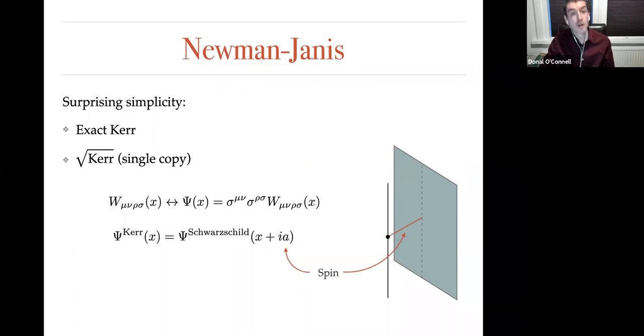Now you can do exactly the same thing in general relativity. It's exact. You pass from the Weyl curvature, the conformal curvature, to a Weyl curvature spinor, again with sigma matrices, and the Weyl curvature spinor of the Kerr solution is equal to the Weyl curvature of Schwarzschild, except with this funny shift. You've kicked your source somehow off the real spacetime in some direction ia. Now, classically, this is very mysterious.